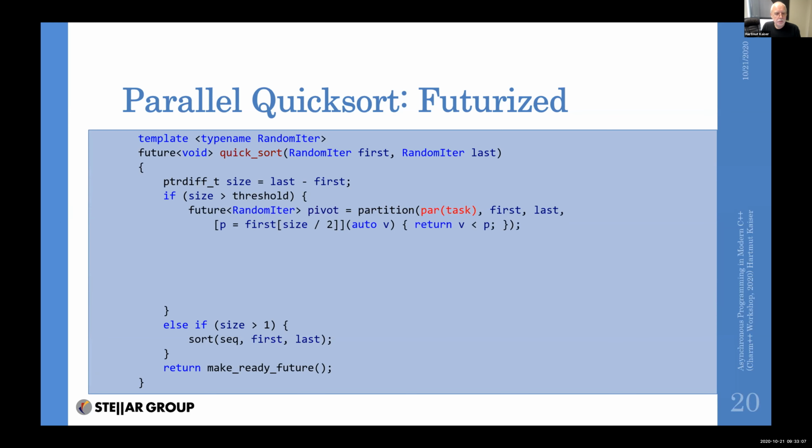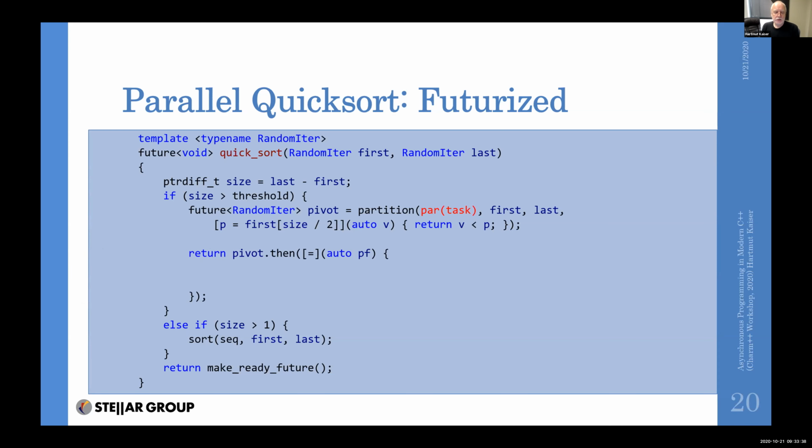Now let's have a look at the parallelization part. And here things get a bit more interesting because I'm using the par task execution policy now, which means that the partition algorithm is launched asynchronously, and it now returns a future that represents the result. Now, the code I will show now is a bit difficult, but please bear with me. I will simplify that significantly on the next slide.